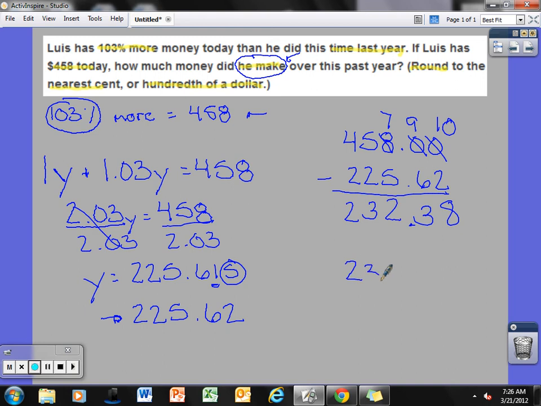So, take a look. This is what Lewis made over the course of the year. If I combine these two, how much he started with at the beginning of last year and how much he made last year, it will give me what he has right now.